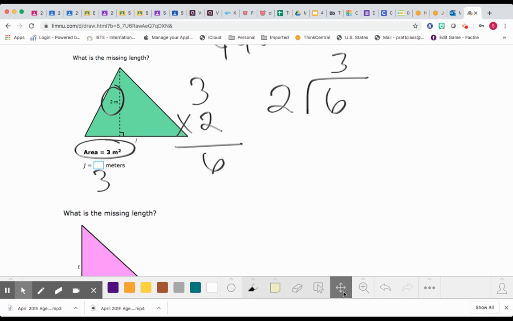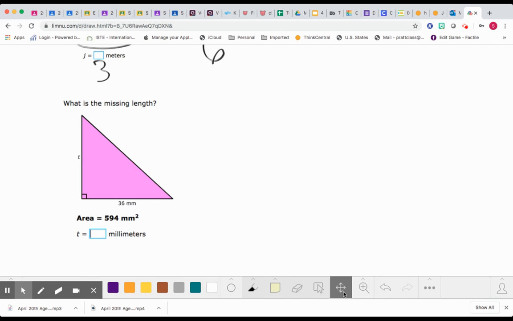Don't worry, we're going to try it again with another triangle. If that kind of confused you, again, we're working backwards when we're trying to find a missing length or a missing base. Let's try the second one so you can see how to do that again.